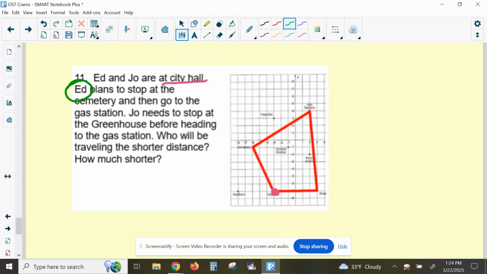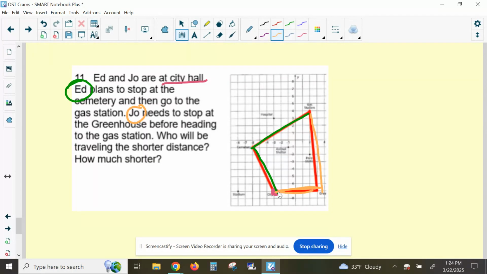Ed is going where? Ed is going to the cemetery and then to the gas station. So Ed is green. Joe is going to the greenhouse, which is kind of cut off on the picture, up to the gas station. So Joe is orange. So we need to find these distances.